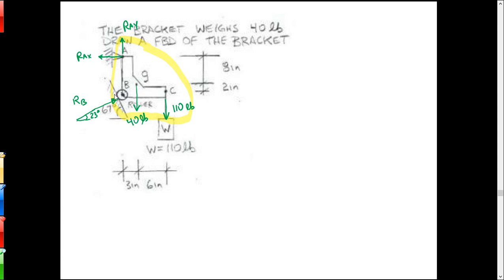Now this roller here is on an inclined surface. So the force will be perpendicular to the surface. This is a 90-degree angle. We've got a 67-degree angle here. So if we take a triangle with 180 degrees minus 90, minus 67, we end up with 23 degrees for the angle of the force. So the force in these cases always ends up to be 90 minus the ramp angle, the ramp being the surface. We've got the 40-pound weight at G, the 110-pound weight at C. The 40 pounds is the weight of the bracket, which is applied at its center of gravity.